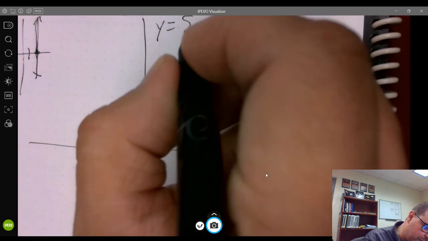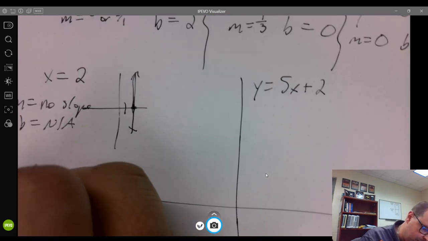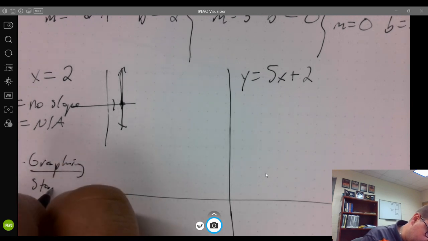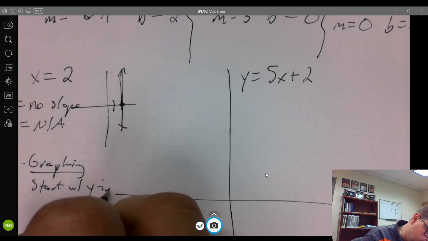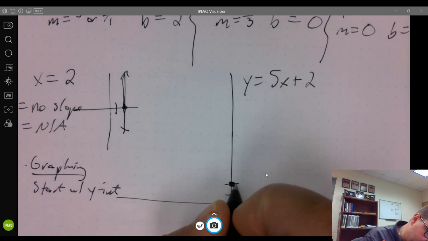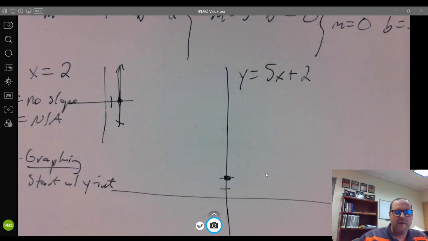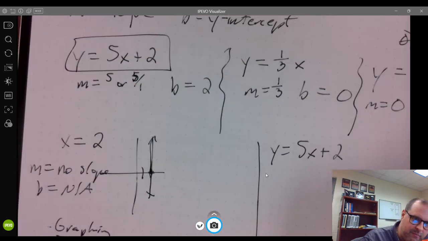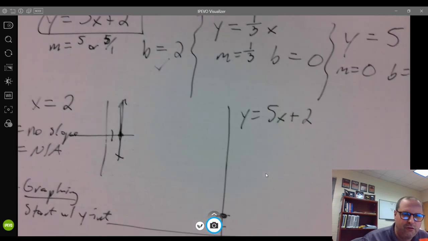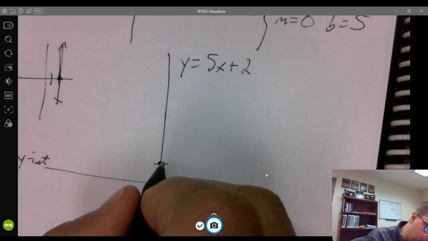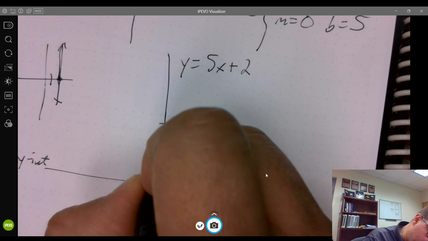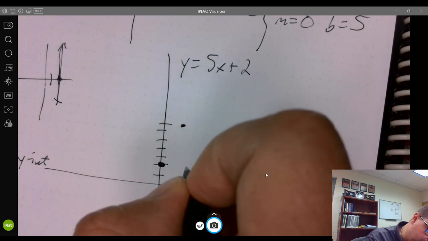So when we are graphing, you want to start with the y-intercept. The y-intercept is 2. So I go 1, 2. It's just on the axis. Now, my slope, going back to this one, I did the y-intercept, check. The slope is 5 over 1. So I'm going to go rise is 5. 1, 2, 3, 4, 5 over 1. So up 1, 2, 3, 4, 5, right 1.